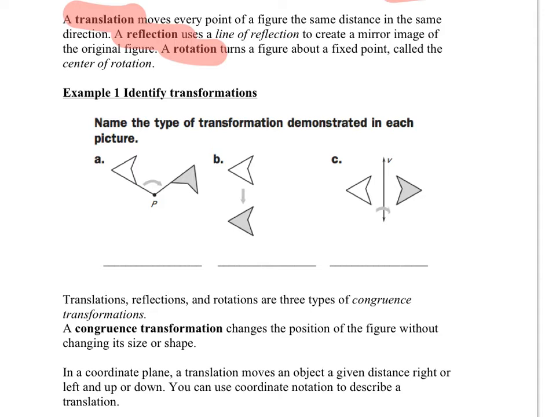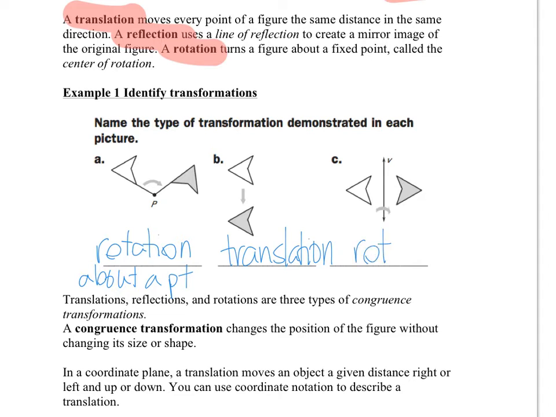So in the first picture, I can see that there's a point. So this is a rotation about a point. In the second one, you can see that I'm just sliding that. So this is a translation. And in C, you can see that I am reflecting that across what's labeled as the y-axis.